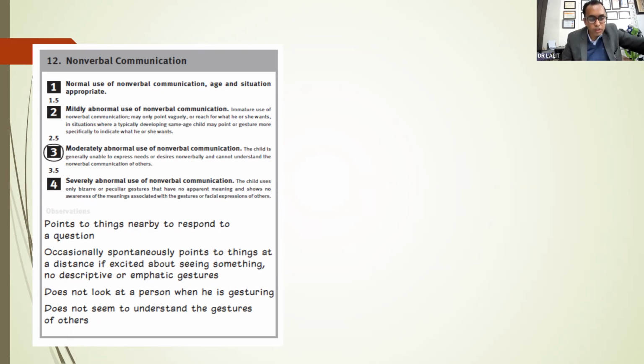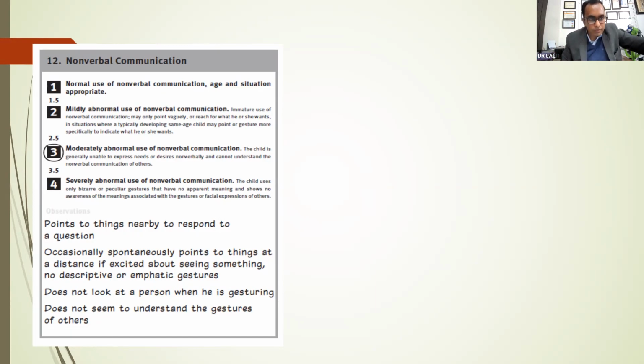So he's showing no descriptive or emphatic gestures, does not look at a person when he's gesturing. Suppose mother is telling, I'll give you. He's not looking at them or he's not observing. He's not able to find what that means. So he does not seem to understand the gestures of others. He's not able to read the facial expression of others. So that is why a score of 3 has been given.